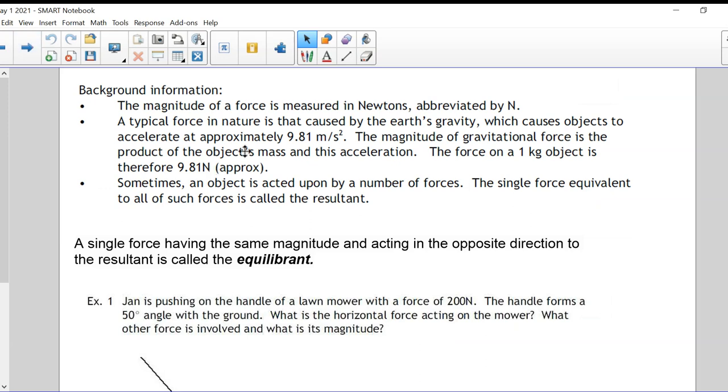So, background information. The magnitude of force is measured in newtons. Some of you have done this already in physics, I think. But the abbreviation N is what we're going to be using to represent newtons. And the typical force, which is caused by the Earth's gravity, causes an object to accelerate at 9.81 meters per second. And the magnitude of the gravitational force is a product.